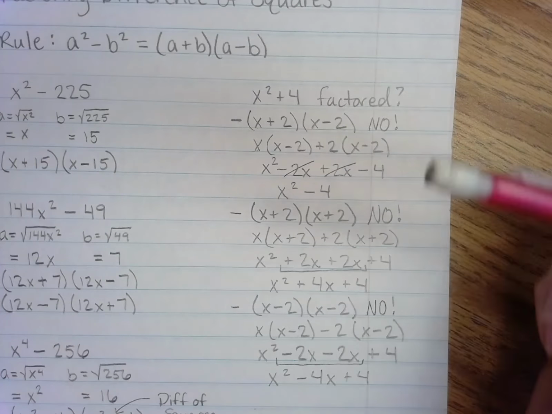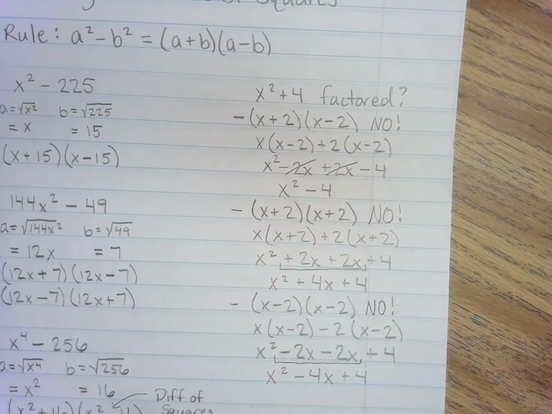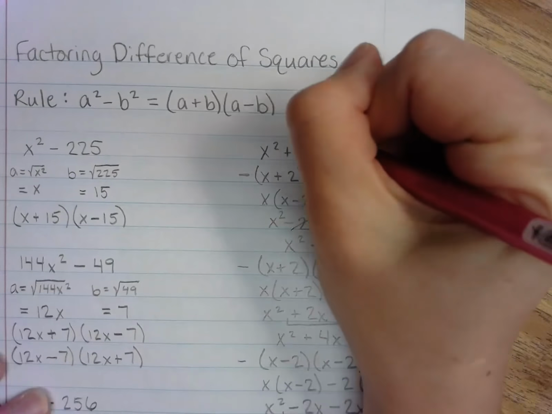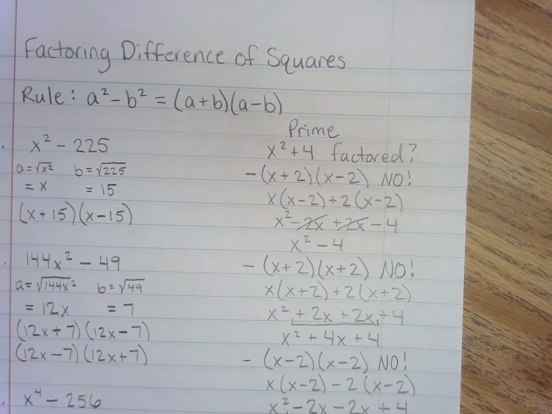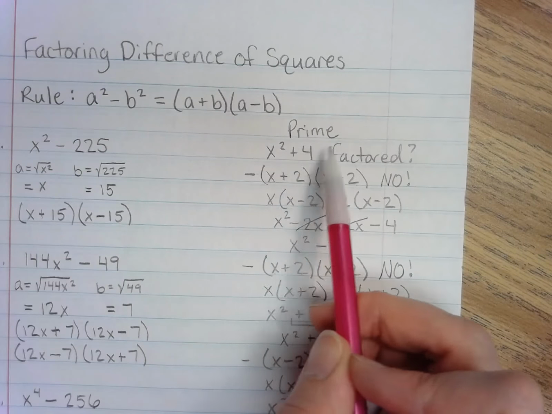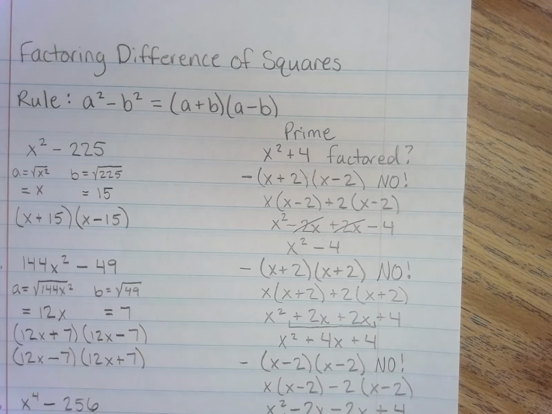So when working with the sum, meaning a plus sign, of perfect squares, we cannot factor it. We call these prime. Prime means that it has no other factors than 1 and itself. So the only way to really factor this is 1 times that same thing. It is a prime factor. It is a prime problem as far as factoring. There is no other factors than 1 and itself.